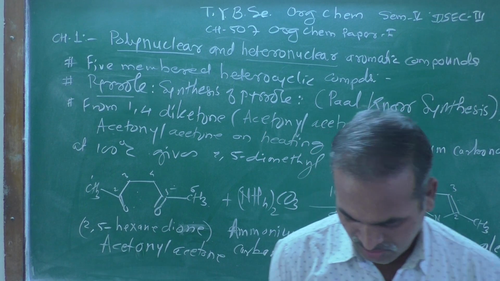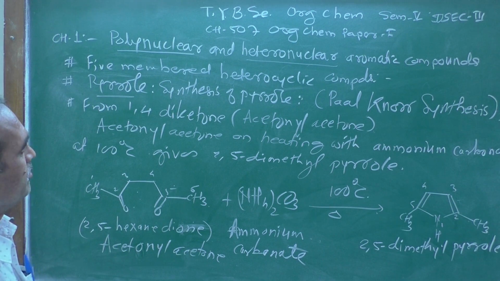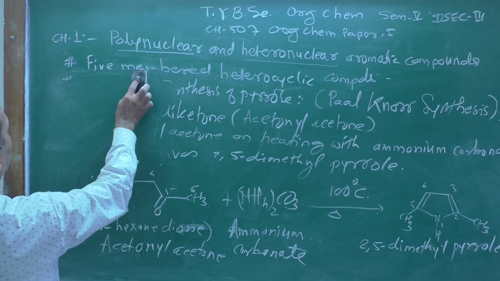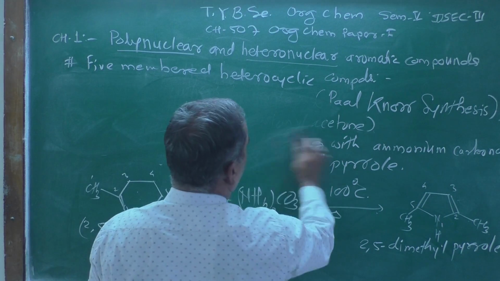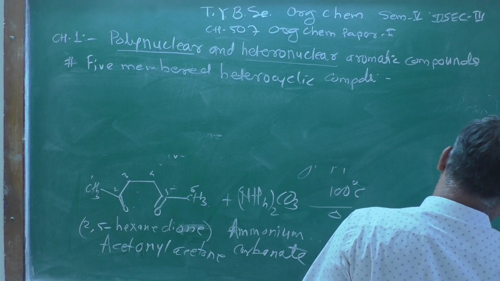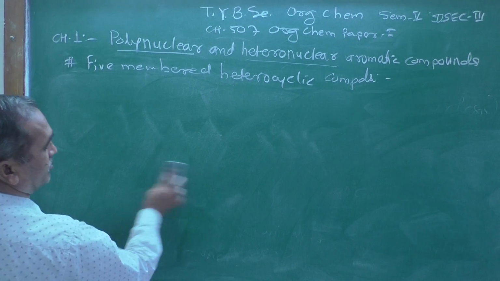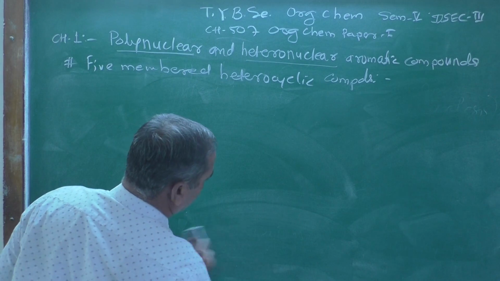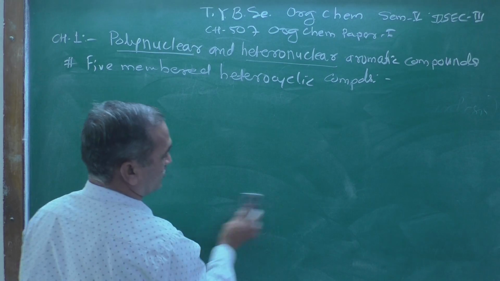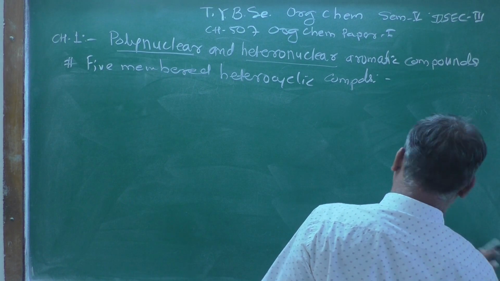Now that we have synthesized this compound pyrrole, let us talk about the reactions of pyrrole. Let me clean the board first. We have synthesized this pyrrole by using the Knorr synthesis. The Knorr synthesis is a very famous reaction for the synthesis of five-membered heterocyclic compounds.